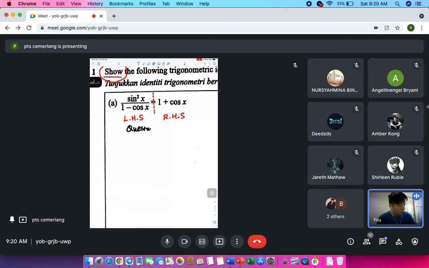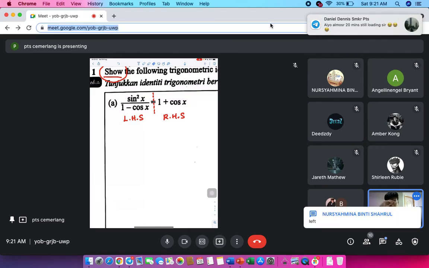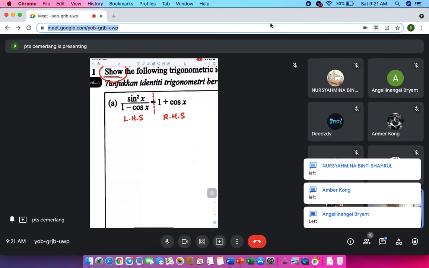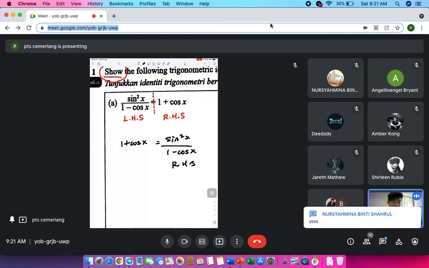How are we going to show this? The trick is that you must start with the more complicated part. You kena cari satu part yang lebih complicated. Alright? So what do you think? Is the left hand side a bit more complicated or the right hand side? You tell me. The left. Everyone nampak their left. Okay, let's say if I change it a bit, so 1 plus cos x equals sin square x over 1 minus cos x. So now it becomes the right. Setuju tak? Sekarang right hand side lebih complicated kan?